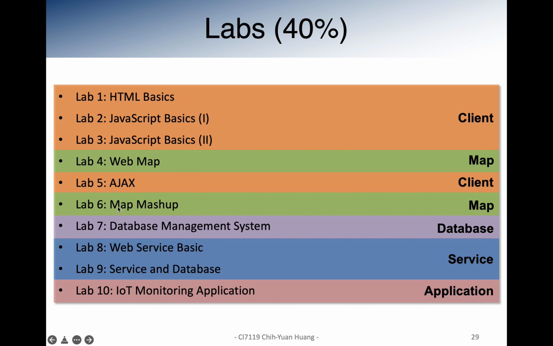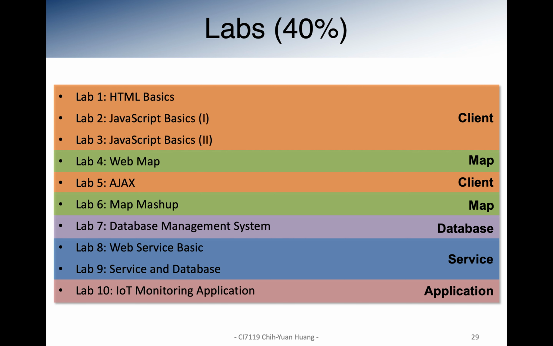And Lab 6 is about the map mashup. It means how you are going to put more data, or different types of data, on the map that is embedded in the web page. And Lab 7 is about the database management system. That's quite important. You are going to write some SQL queries to retrieve data according to the requirements.